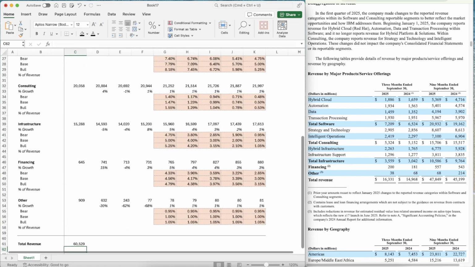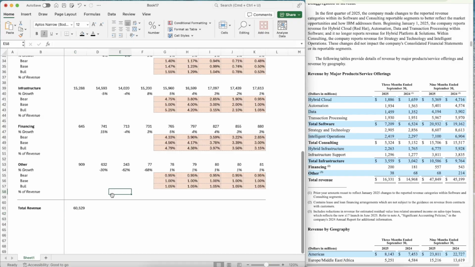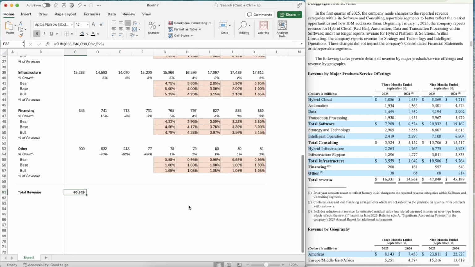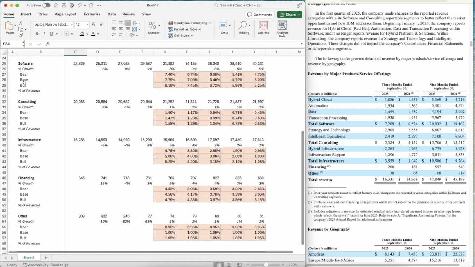There we go. Bold it, pull it along. Let's see what the percentage growth is. Yeah, okay, this is good. They're forecasting 5% revenue growth anyway, so we don't need to make any adjustments to what we've just done up here.